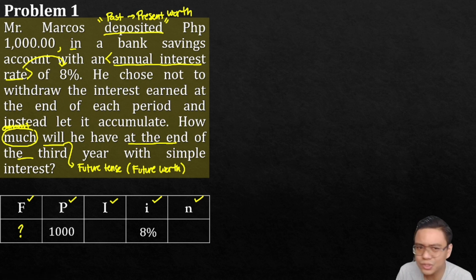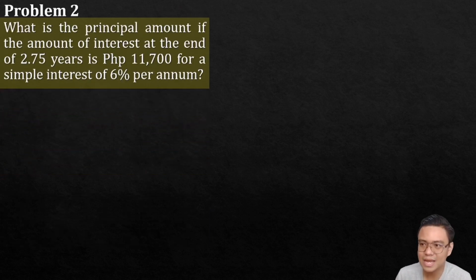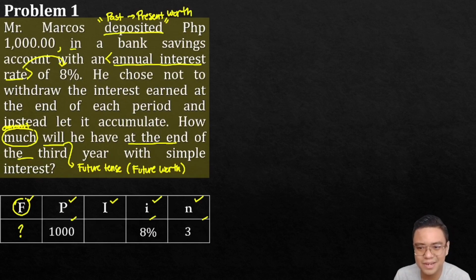Now, he chose not to withdraw the interest earned at the end of each period and instead let it accumulate. Okay? So, it accumulated. How much did he earn at the end of the third year? So, our third year here, which is annual, is 3. What do we want? The value of our future worth. This is our given: we have P, we have I, and we have the value of N. Wait, that would be for the next problem there.